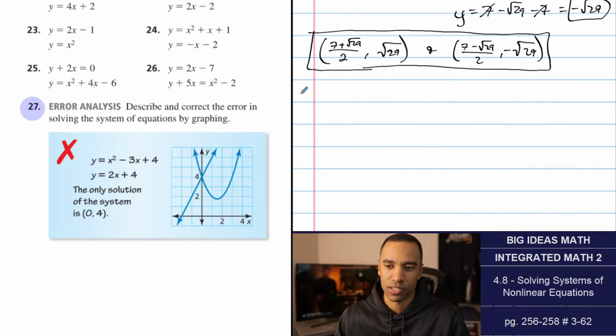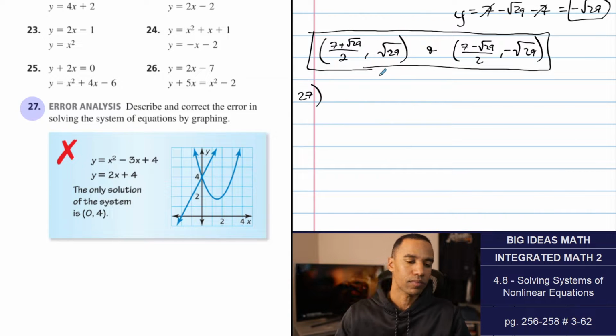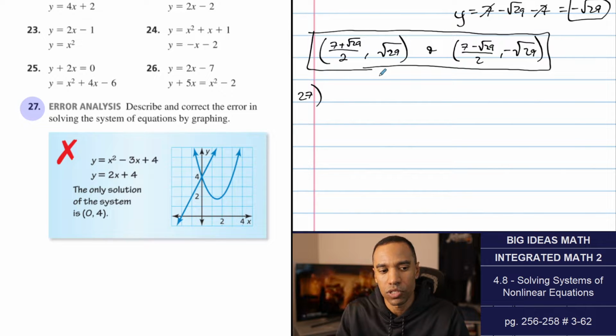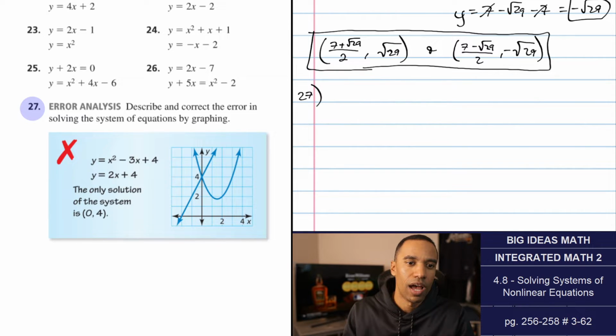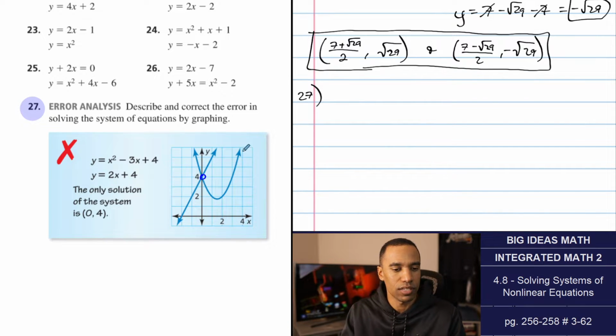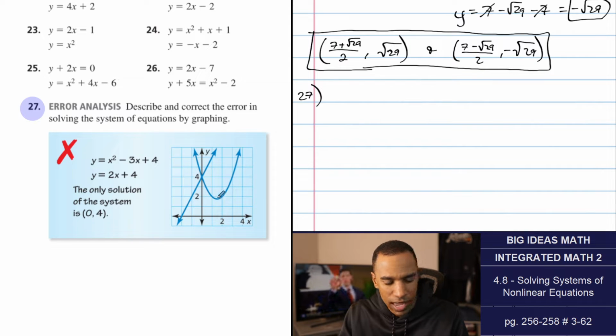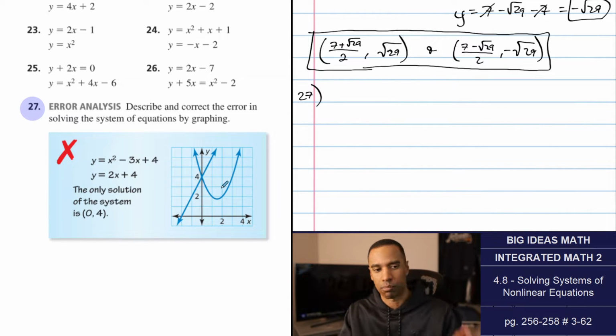Error analysis, number 27. Describe and correct the error in solving the system of equations by graphing. So they say the only solution of the system is (0, 4). I beg to differ here. Now, let's guess that they also graphed this correctly. Y-intercept of 4, negative b over 2a, looking at other stuff. They probably graphed it properly.